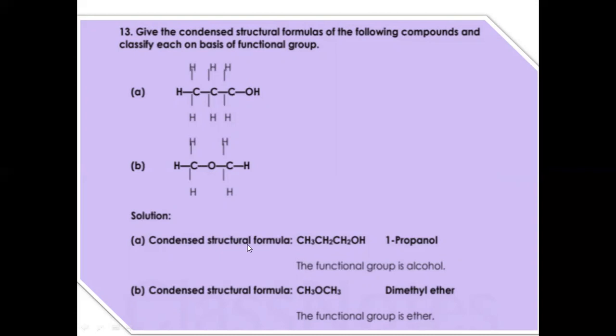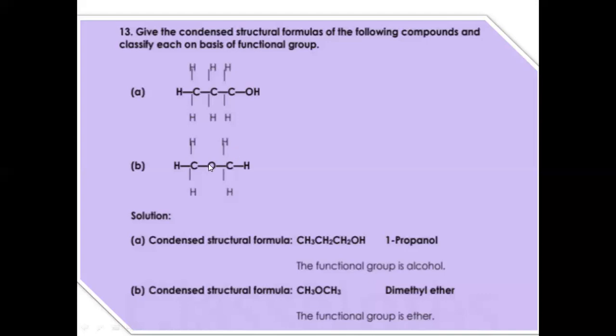For the condensed structural formula, we will follow the same pattern. The first one, the carbon which is attached with the hydroxyl group, has two hydrogen atoms attached with it. So we will write OH with CH2. The next carbon also has two hydrogen atoms, CH2, and the last one has three hydrogen atoms, CH3. So the name of this compound will be 1-propanol, and the functional group is alcohol because ROH is the general formula of alcohol. So this is an alcoholic compound, or this compound contains the alcoholic functional group.